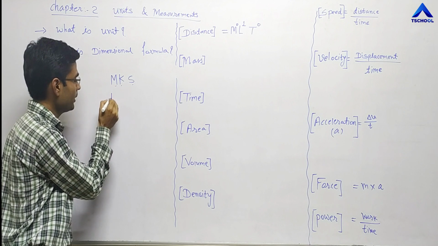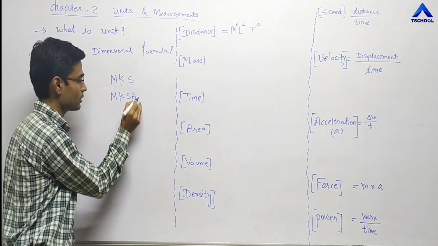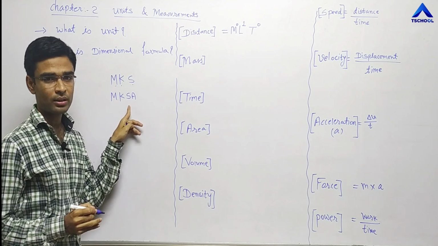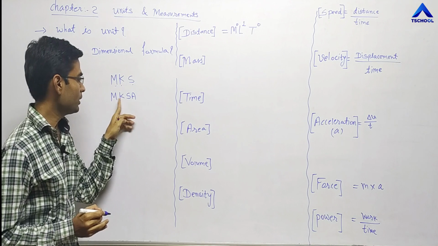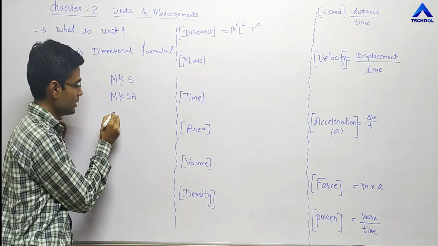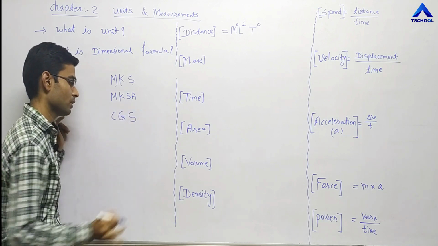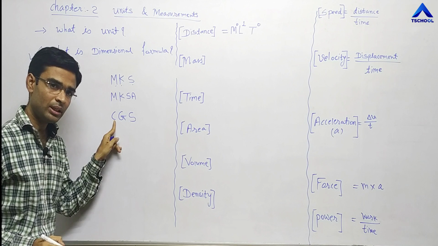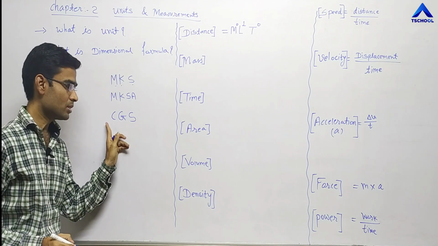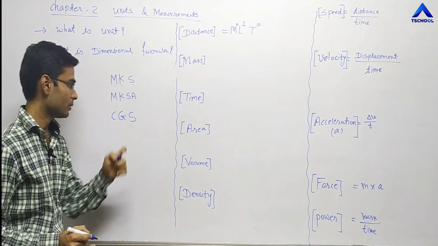Next, the MKSA system: meter, kilogram, second and ampere. Next, the CGS system. CGS system means centimeter, gram and second.